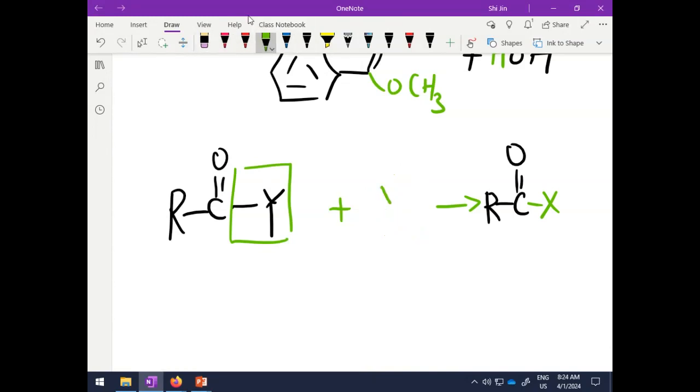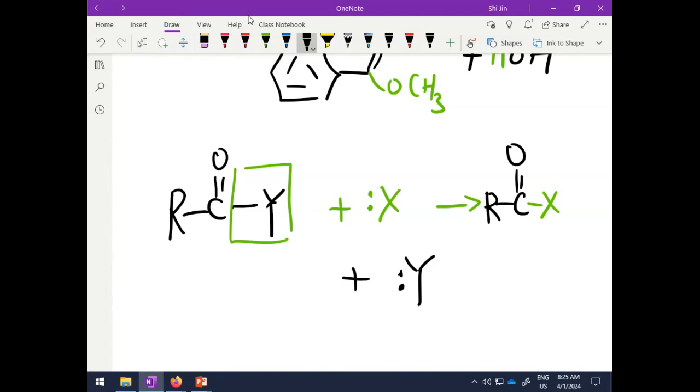You could have just the X, and then this one will become Y. So you probably can see that this reaction could go both directions. It could go left to right, and also right to left, because on both sides of the reaction you have the leaving group attached to the acyl group, and a Lewis base can react with it. So the reaction can go either way.